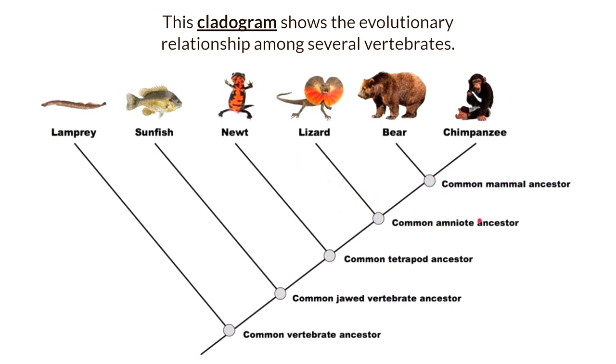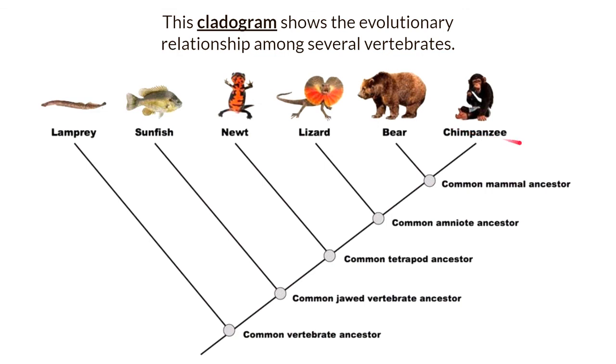So when we say amniote, the union of the egg cell and sperm cell, the zygote, is nourished inside an amniotic sac, which most amphibians do not have because they reproduce sexually through external fertilization. So lizards, bears, and chimpanzees evolved in this way, and newt as an amphibian is shown to diverge at this point. Now, bears and chimpanzees have a common mammal ancestor covered with fur and has mammary glands. So that's why it's shown here to split from the lizard, which is actually a reptile, so they do not have fur and they do not have mammary glands.